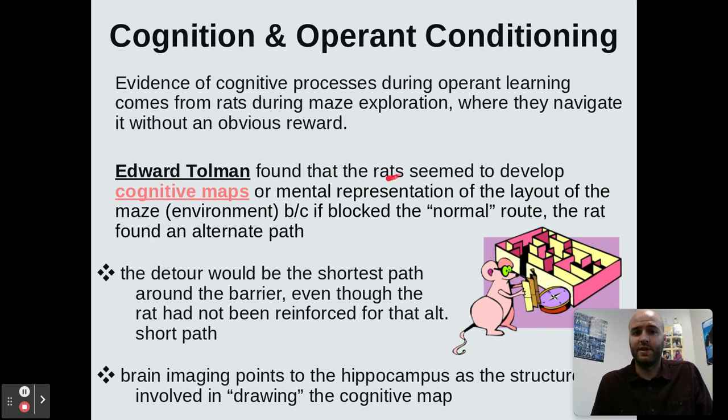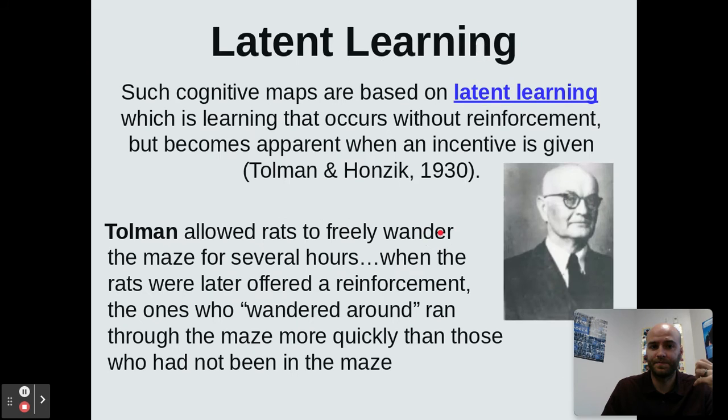And he found that rats seem to develop a cognitive map, or mental representation, of the layout of the maze. And he knew this because if he blocked off the normal route that the rat would take, they found an alternate path, right? And the detour would be the shortest path around the barrier, even though there was no reinforcement for that behavior. And the brain imaging that they did pointed to the hippocampus, which makes sense, the center of memory, as the structure involved in drawing this cognitive map that these rats used, even though they weren't being rewarded for it. So there must be a cognitive process here to build these cognitive maps or mental maps.